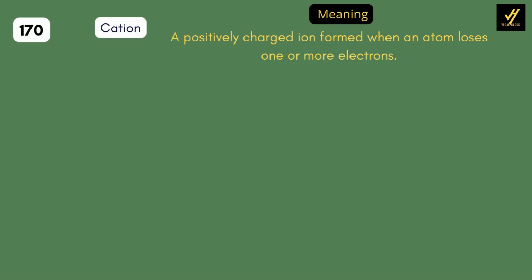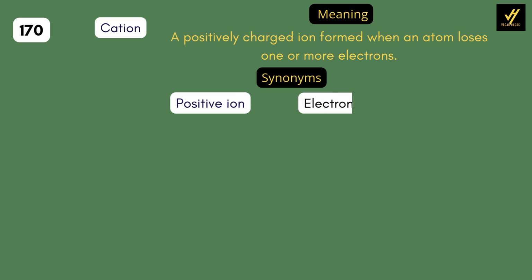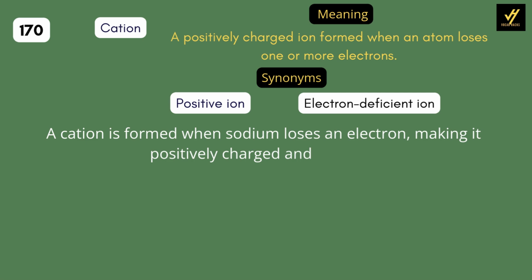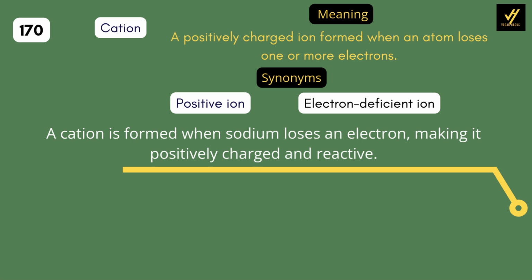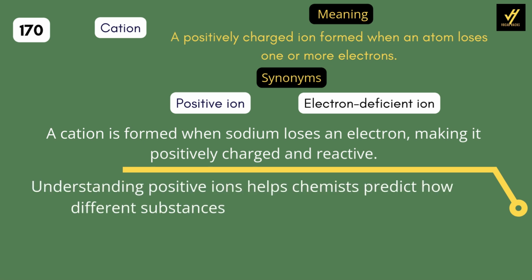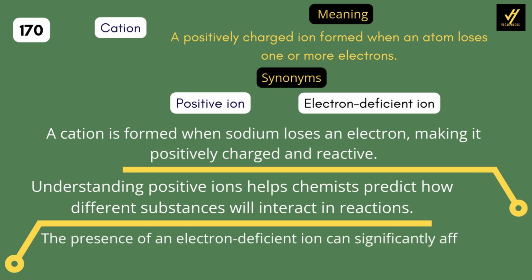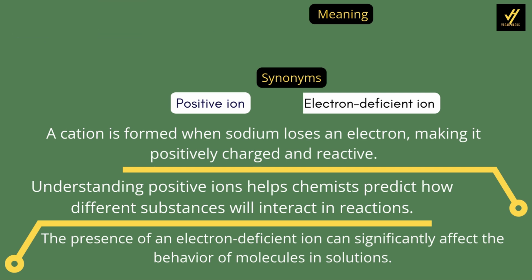Cation, a positively charged ion formed when an atom loses one or more electrons. Positive ion, electron-deficient ion. A cation is formed when sodium loses an electron, making it positively charged and reactive. Understanding positive ions helps chemists predict how different substances will interact in reactions. The presence of an electron-deficient ion can significantly affect the behavior of molecules in solutions.